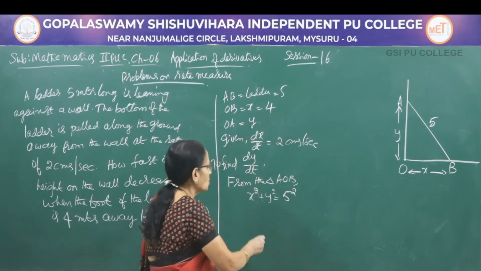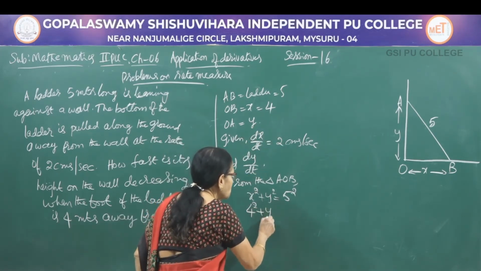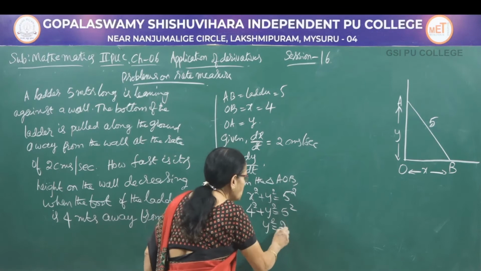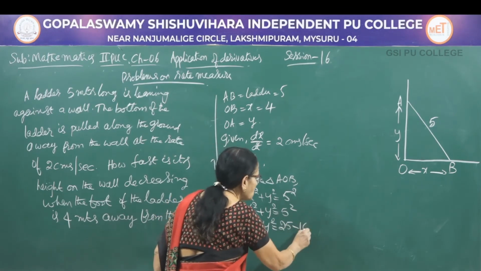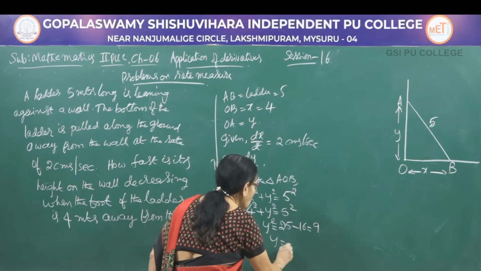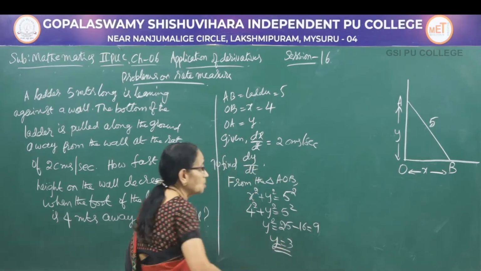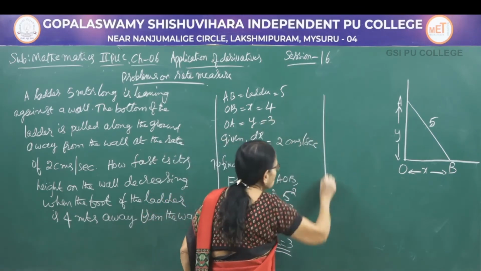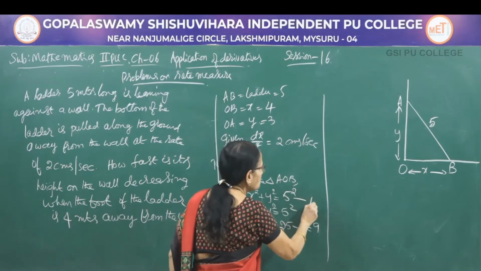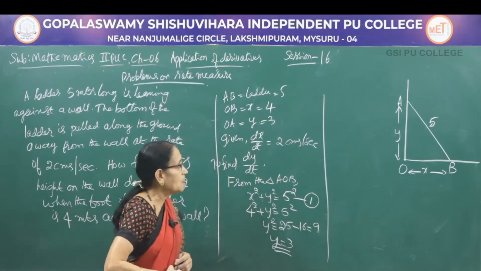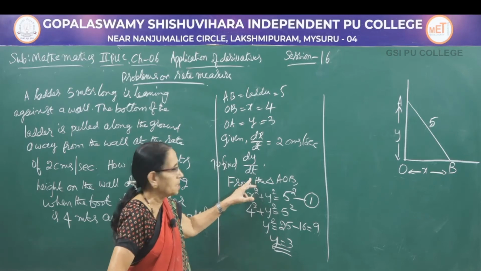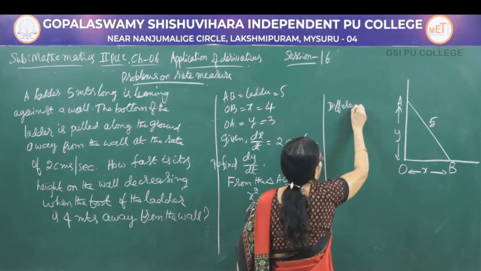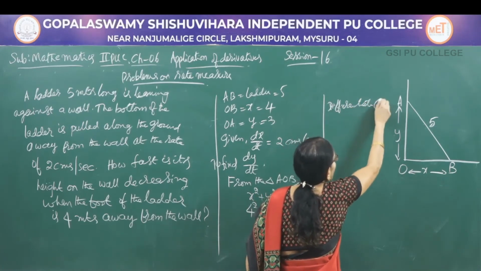x has been given as 4. That is, 4 square plus y square equals 5 square. Therefore y square is 25 minus 16, that is 9. Therefore what is y here? y is equal to 3. So when x is 4, y is equal to 3. So we have this quantity. Now take this result as 1. We need that to find the value of dy by dt. Now differentiate which equation? 1. Differentiate when?